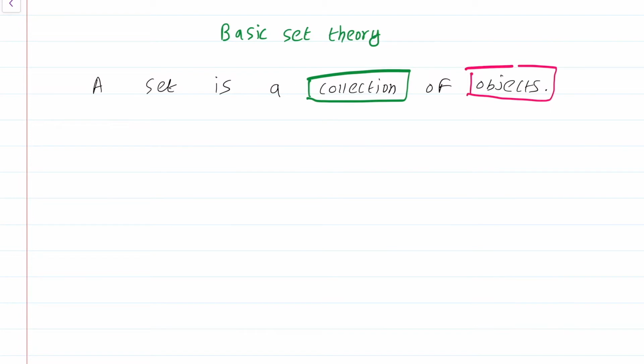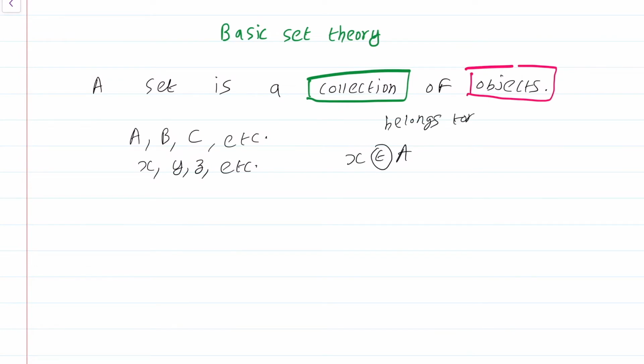A set is a collection of objects. So we usually denote sets by uppercase letters A, B, C, etc. The objects that are supposed to be members are usually denoted by lowercase letters like x, y, z, etc. And we typically write x ∈ A. This is to be read as x belongs to A, or x is in A. We can also write x ∉ A. This is to be read as x is not in A, or x does not belong to A.